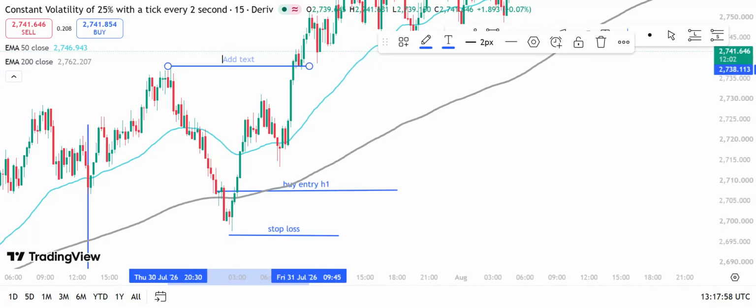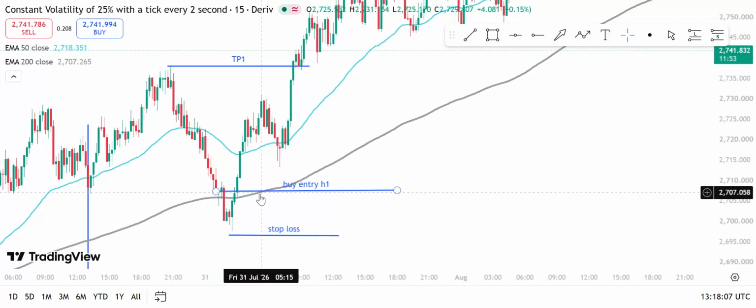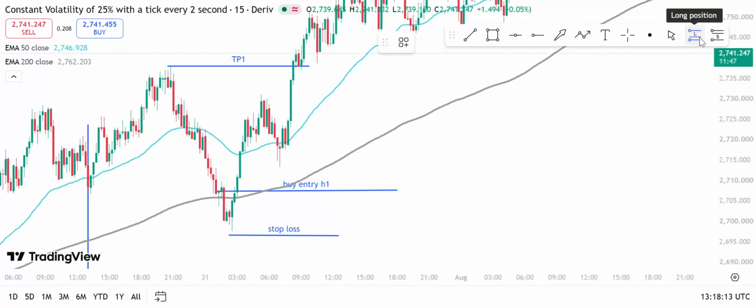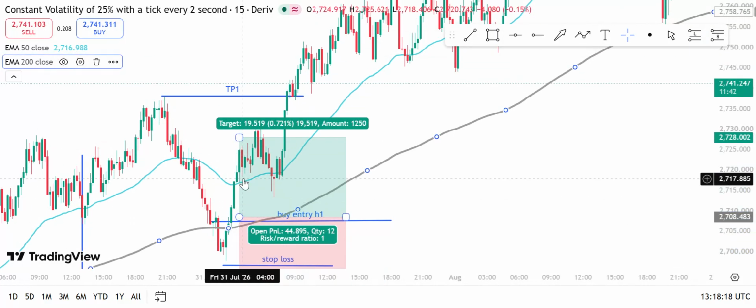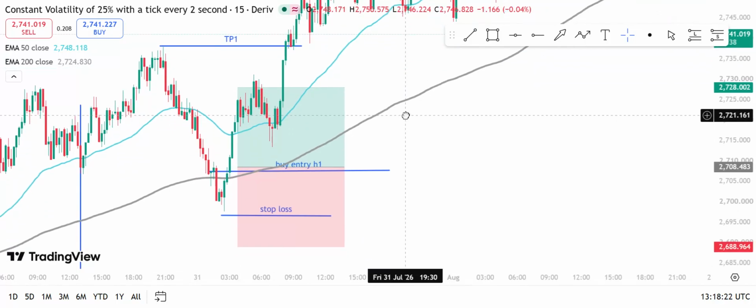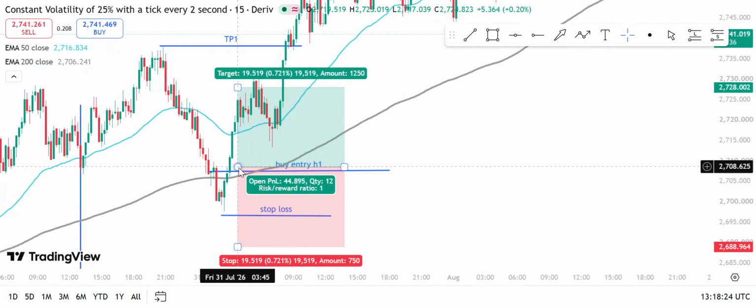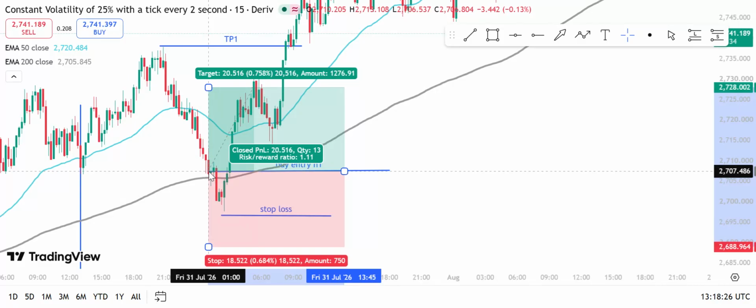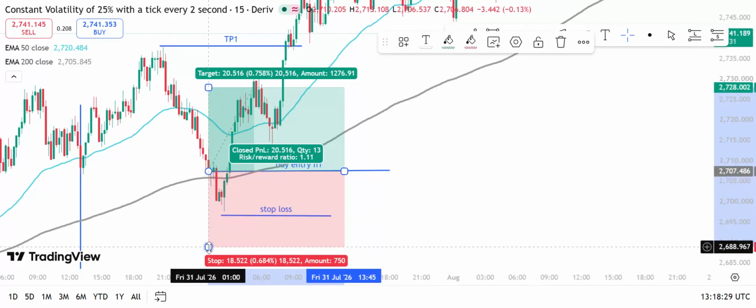I want to add text there. This is take profit. So I just call it TP1. So this is TP1, meaning you would have taken your trade here. Okay, let me put my long position to see what would have happened here. Okay, I want to see what would have happened if I had opened my buy from here, my stop loss down here.